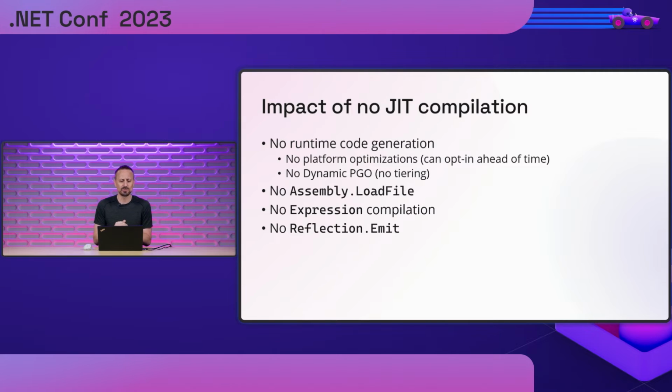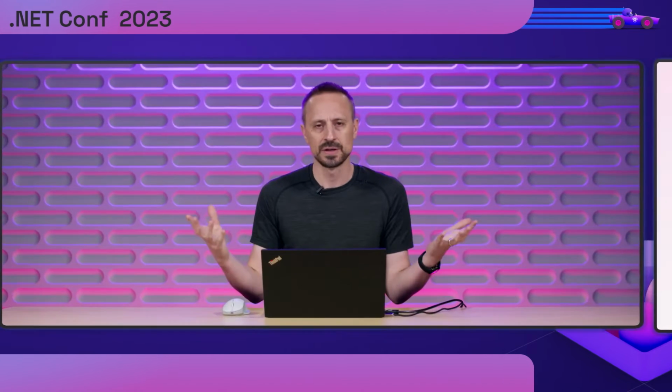And then lastly, Reflection.Emit or Ref.Emit, which is a very popular way to do high-performance code generation at runtime. Again, no JIT, so we can't emit IL and have it compile because there's nothing to do so. All right, what about the impact of trimming? So I talked about there being no JIT and what that means for your app, but what about the fact that there's trimming going on?